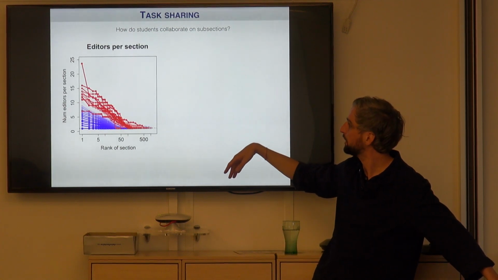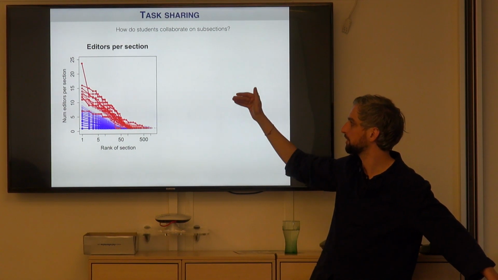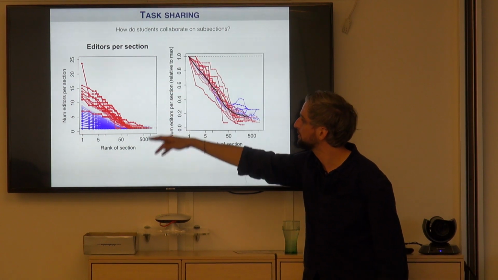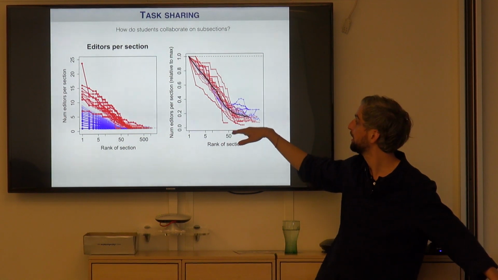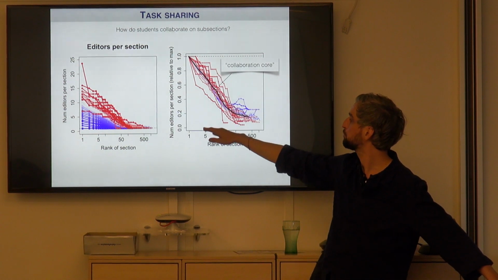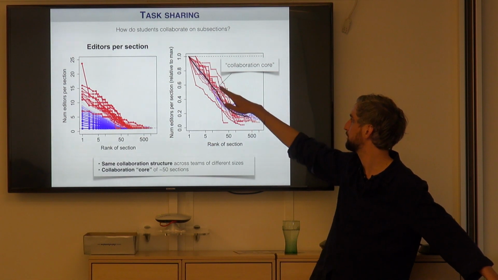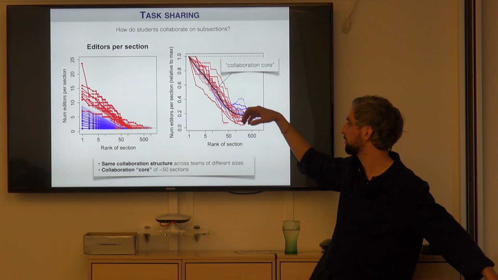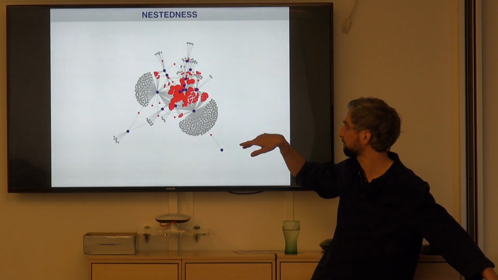When we do that, this time we need to normalize the y-axis, which is the number of editors collaborating on sections, because obviously teams have different sizes. If you normalize by the top section, you see two things. There is a part where people collaborate on the top 50 sections, and then there are the solo sections. For different team sizes, you have the same structure: collaborating on a core set of sections, and then going back to solo writing.